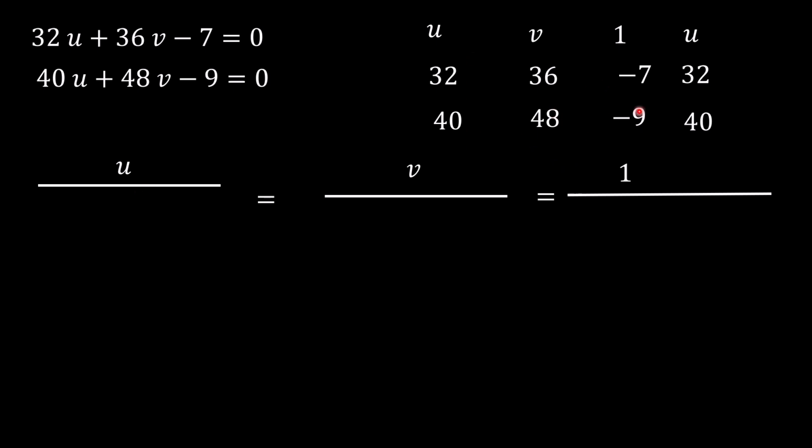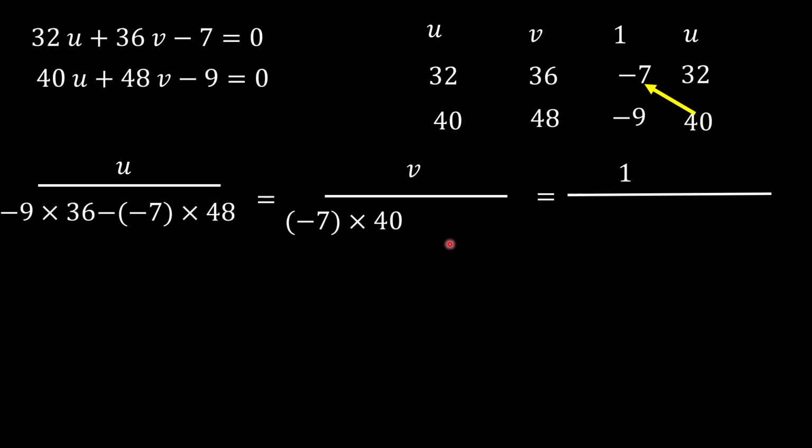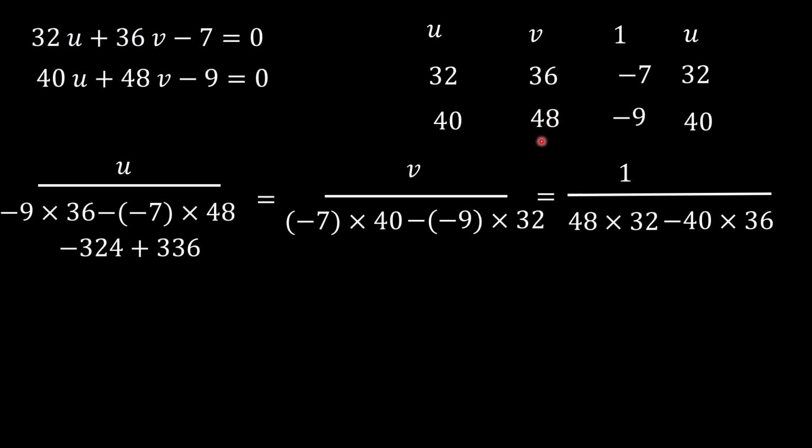We consider these values as the numerator and the denominator for each variable. For u, we consider these two columns. Multiplying these two values, that is minus 9 into 36 first. Next we put a negative sign, then multiplying these two values, we get minus of minus 7 into 48. Similarly for v, we multiply these two columns, that is minus 7 into 40. Next we put a negative sign, then multiply minus 9 into 32. For 1 we multiply 48 into 32 minus 40 into 36.